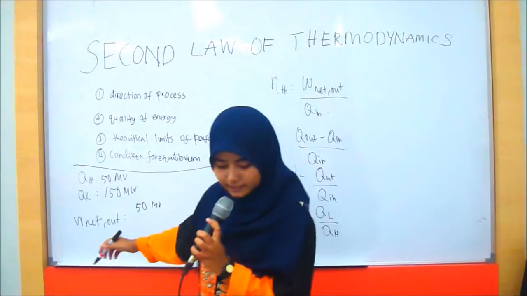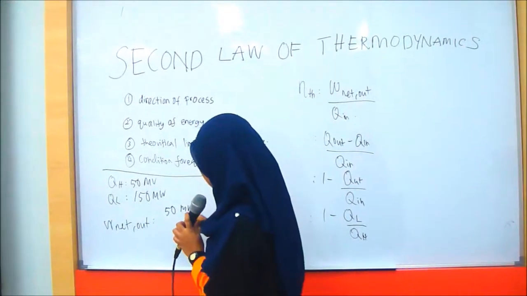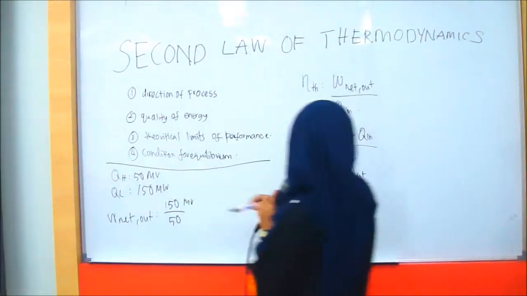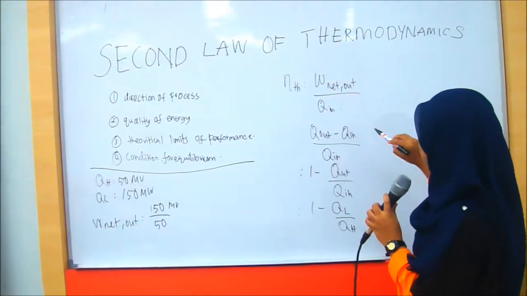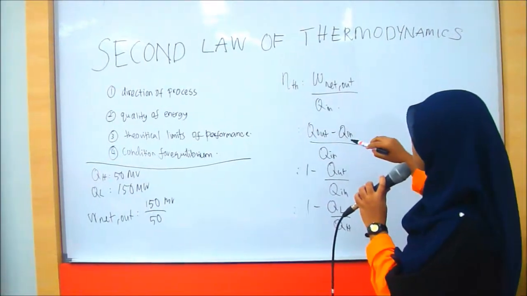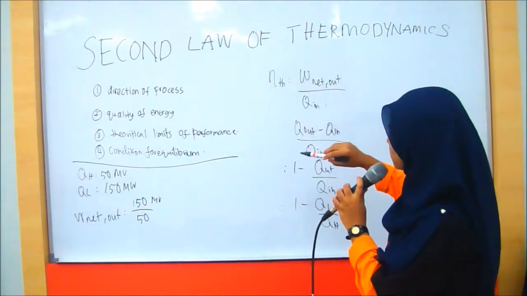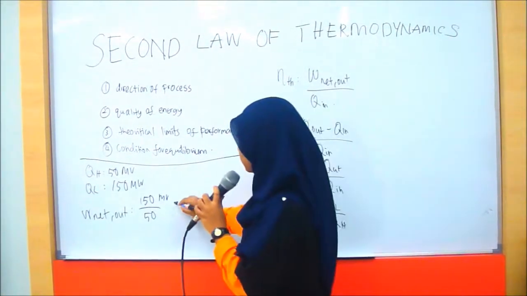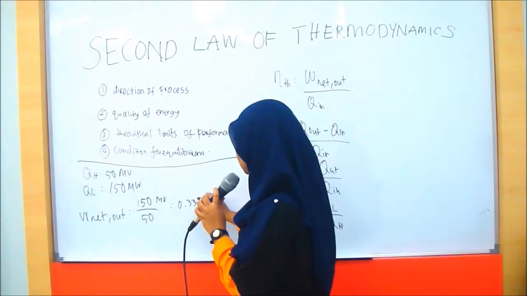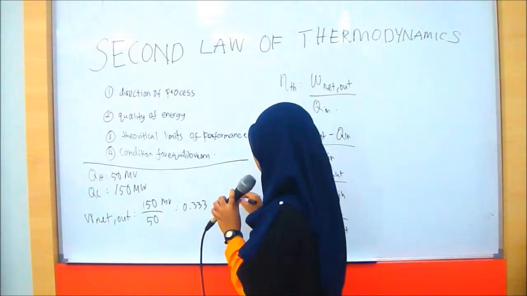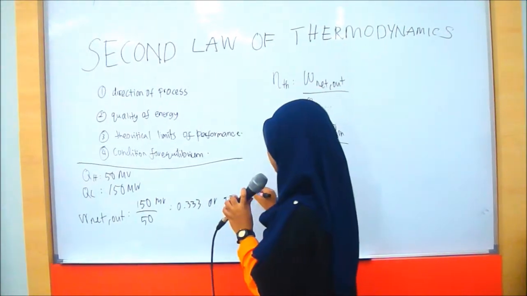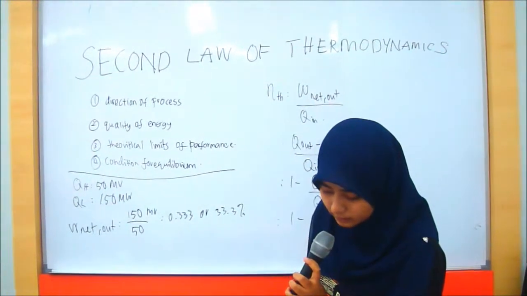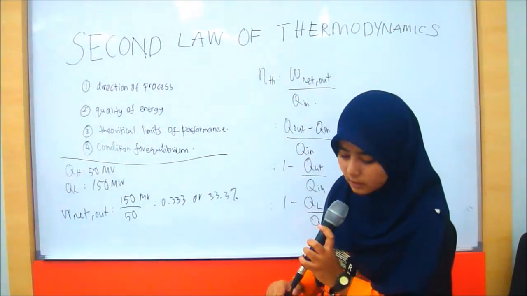First, the cycle thermal efficiency: 50 over 150, net work divided by QH. We get 0.333, or we can simplify it as 33.3%.